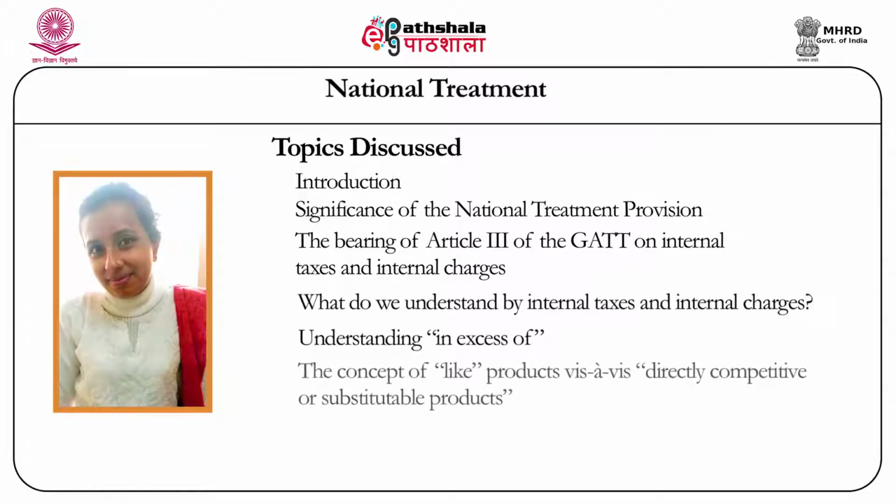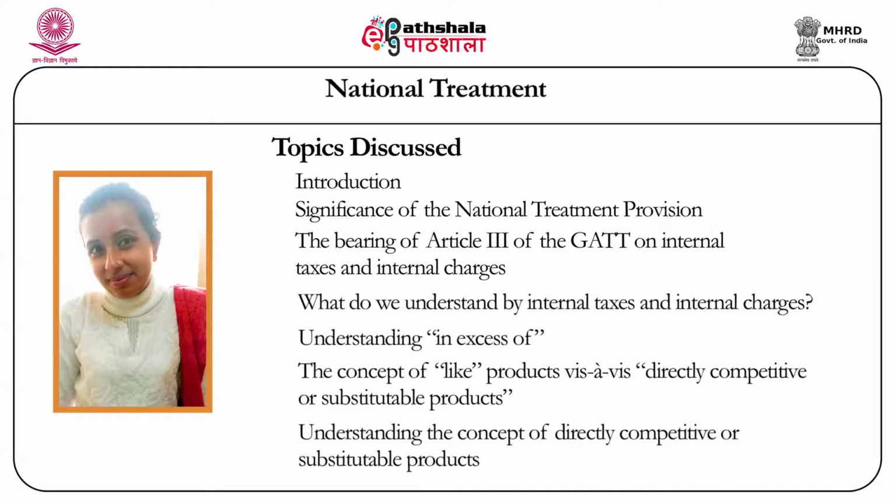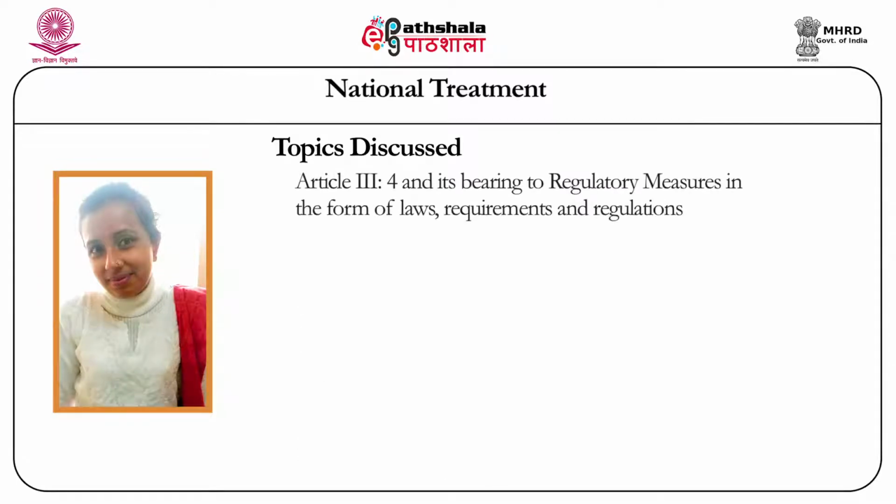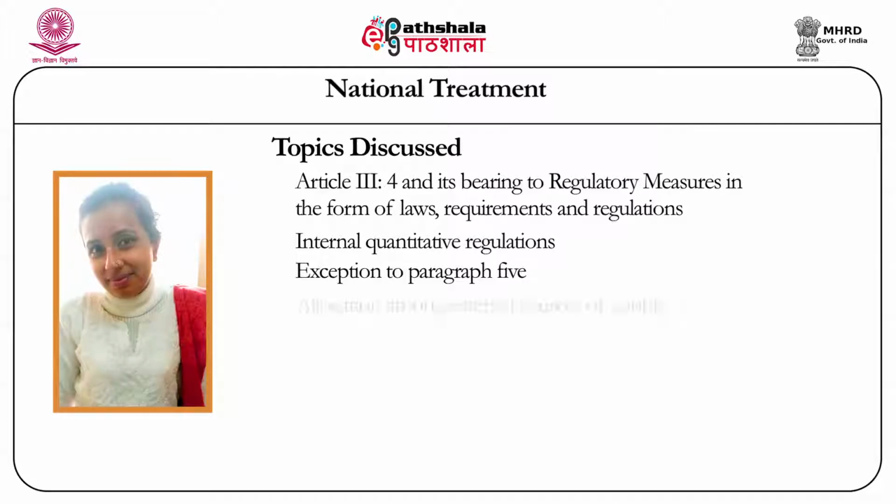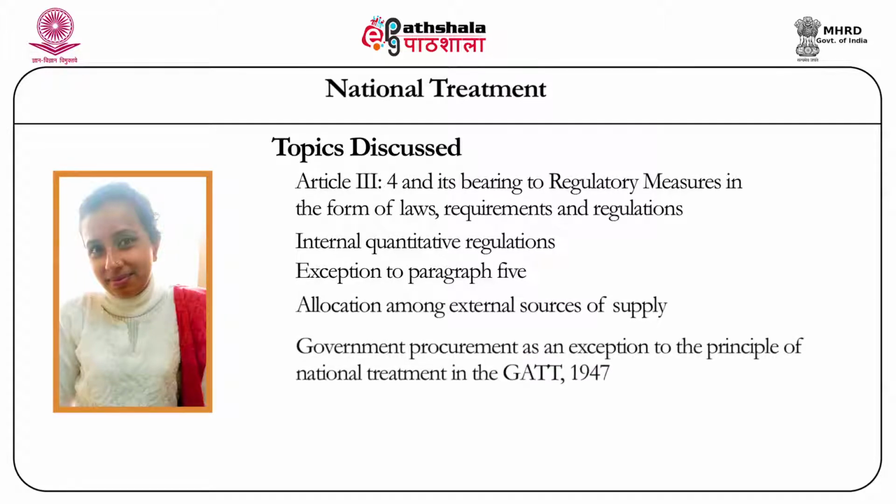Thereafter, we would understand the concept of like products vis-a-vis directly competitive or substitutable products. We would understand the concept of directly competitive or substitutable products. We would also understand Article 3 Clause 4 and its bearing on regulatory measures in the form of laws, requirements and regulations. What are internal quantitative regulations, the exceptions to paragraph 5 and the allocation among external sources of supply means. We would also understand what government procurement is as an exception to the principle of national treatment in the GATT 1947.